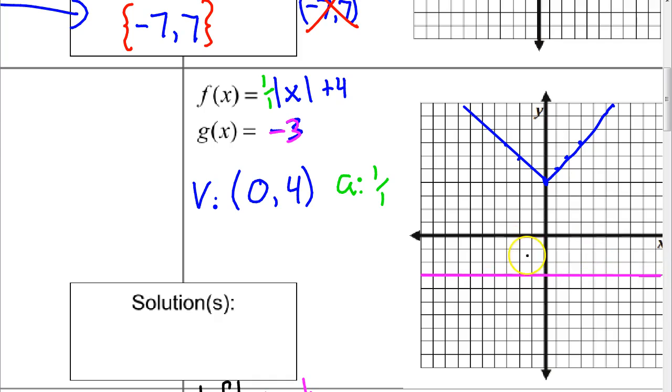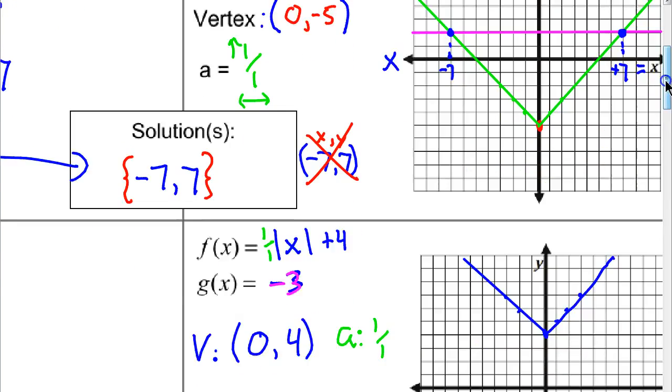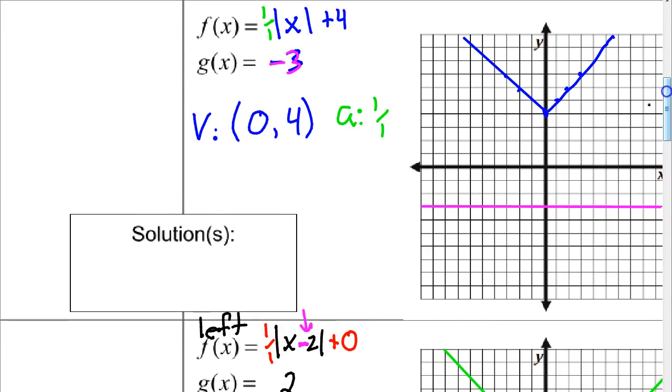All right, so what's the answer? Where do they intersect? All right, the answer is the intersection, right? Like here, they intersected at -7, 7. Below, they intersected at 0, 4. Where do they intersect here? Absolutely nowhere. So you end up with a no solution. So you can have no solutions here.